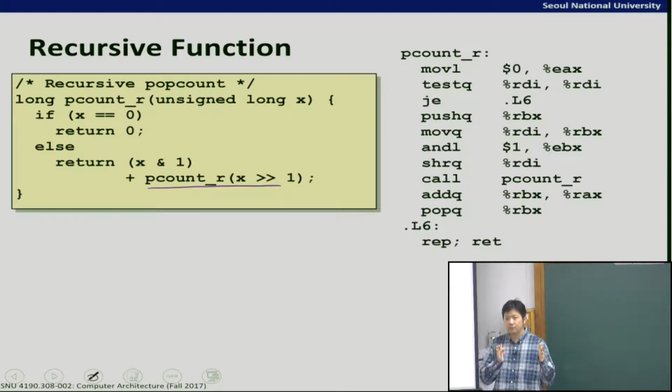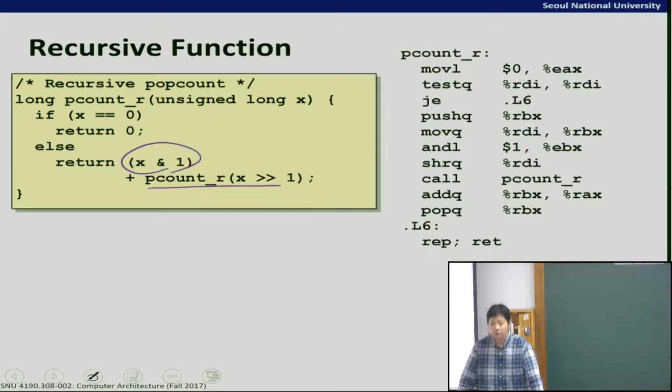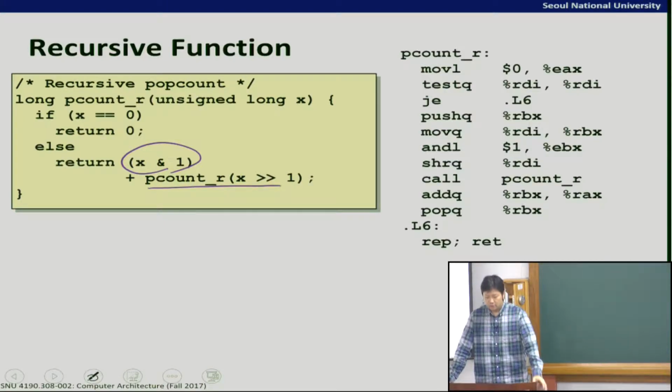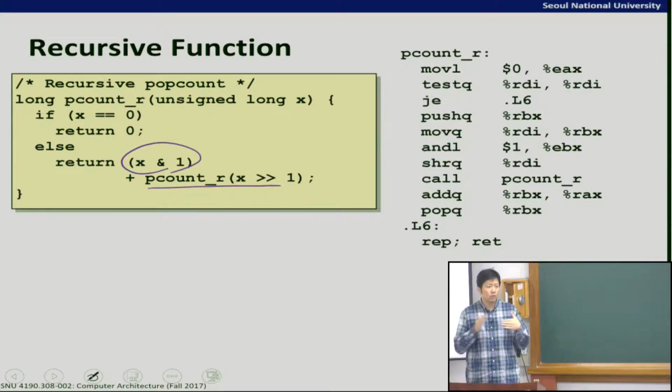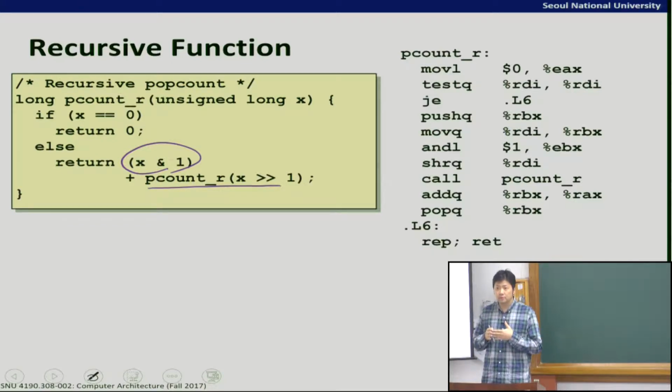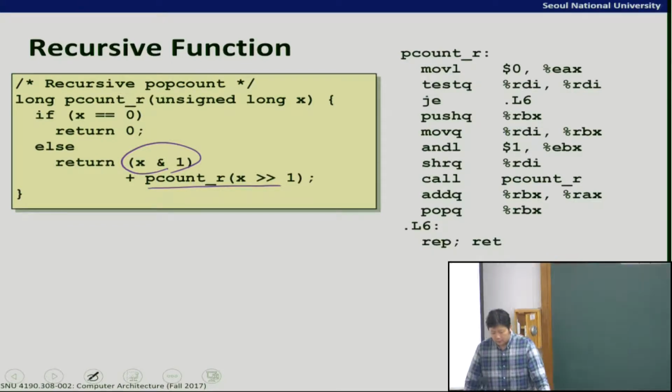If you shift the value of x by 1, that's the remaining task, plus the value of the current LSB. So if you take the AND of x with 1, this value will be 1 if the LSB is 1, and 0 if the LSB is 0. That's basically how this recursive function works. Hopefully you understand this simple function.